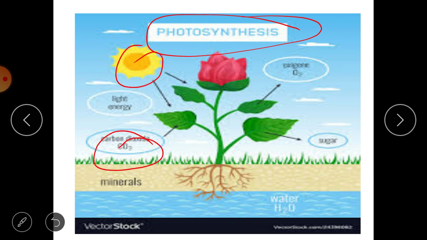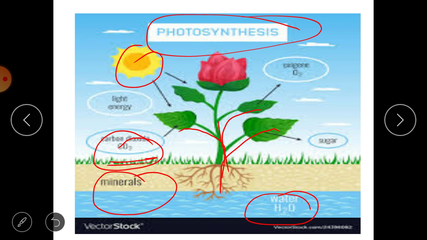Carbon dioxide, leaves get from air, and water is absorbed by the roots, and along with water, minerals are also absorbed by the roots. Then these things are transported to the leaves with the help of the stem, which helps to transport all this water and minerals to the leaves, where food is prepared. In the leaves there is one green pigment, that is chlorophyll.